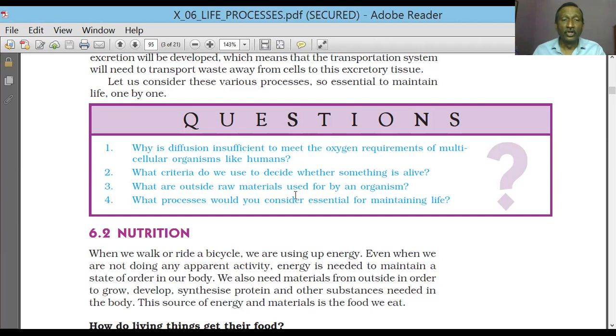Okay, question number 2. What criteria do we use to decide whether something is alive? The criteria are only 4. That is, four life processes are there: nutrition, respiration, transport, and excretion. So if these things are there, then we can say that he is alive. If these are not there, then we have to say that he is no more.